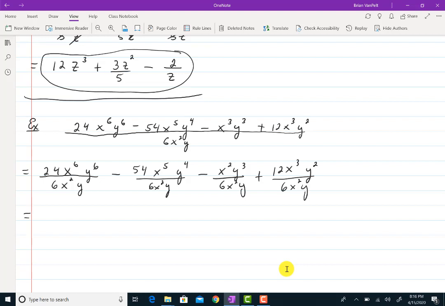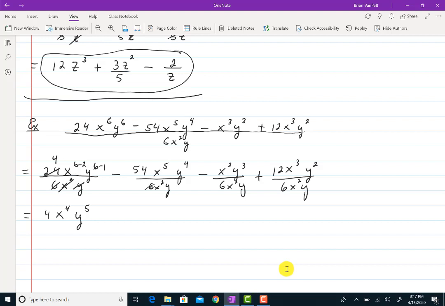All right, and let's see how much of a difference that made. The 6 goes into 24 4 times, so I've got that part. X squared can go into the x to the 6, so I can subtract 2 from there, leaving an x to the 4th. Y to the 1 will go into the y to the 6th by subtracting an exponent of 1. So we have y to the 5th power, and that takes care of the first piece.